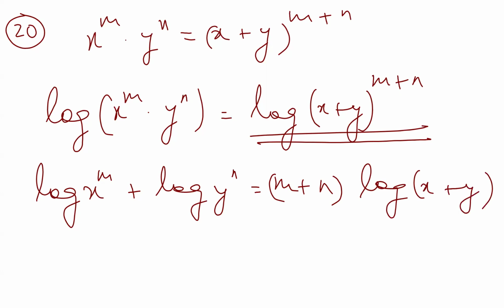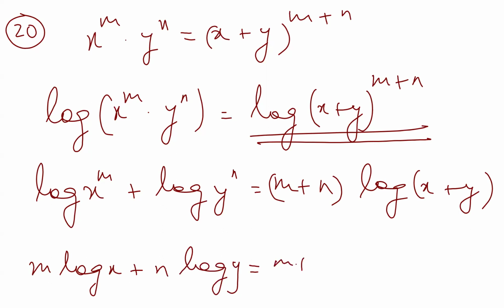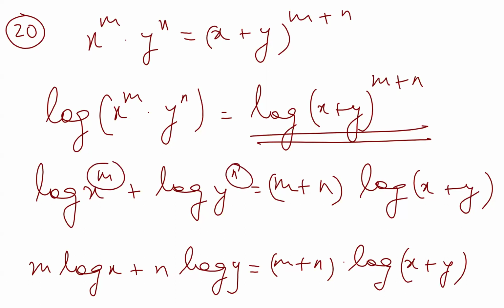Now this is m log x plus n log y, equal to m plus n log x plus y. So this m n I've taken ahead. Now I don't think any other log property is left to apply over here. Now we are going to derivate this entire term.